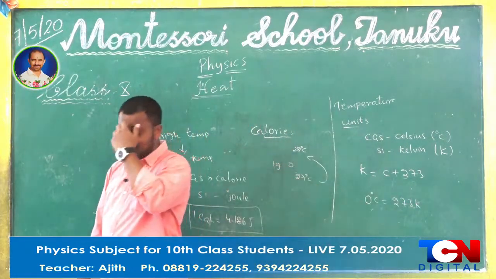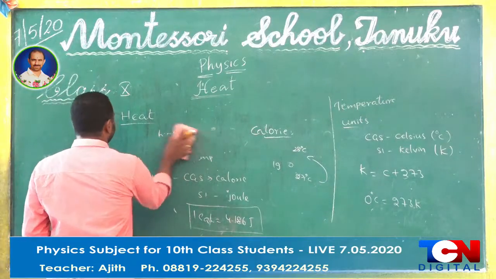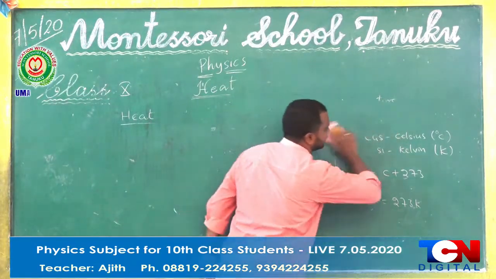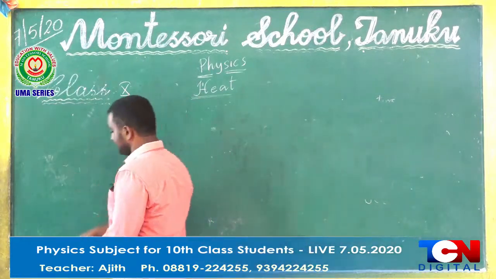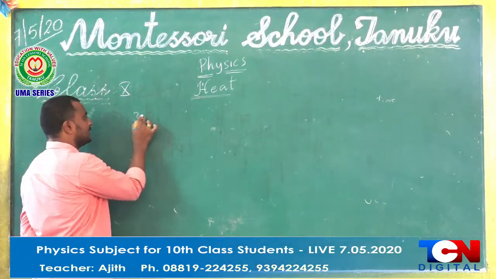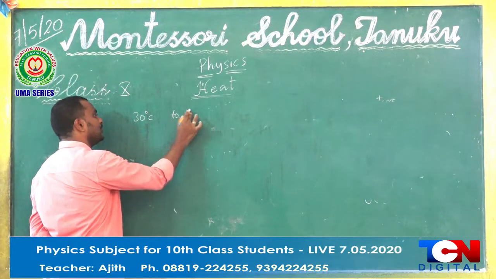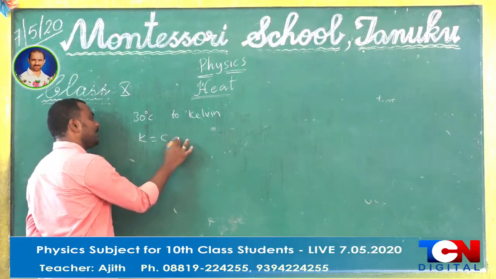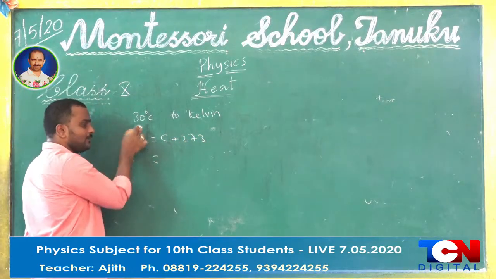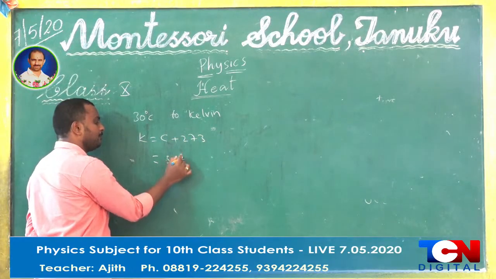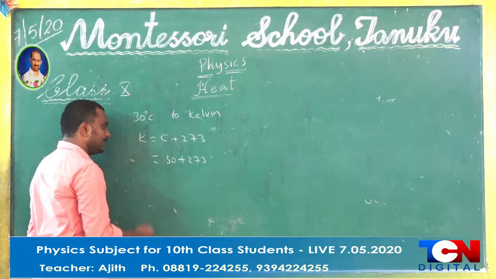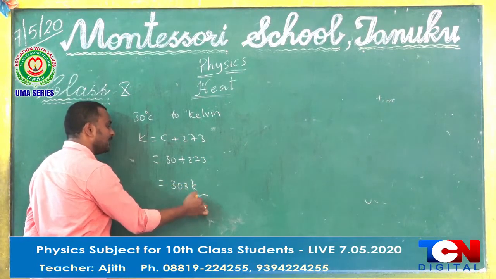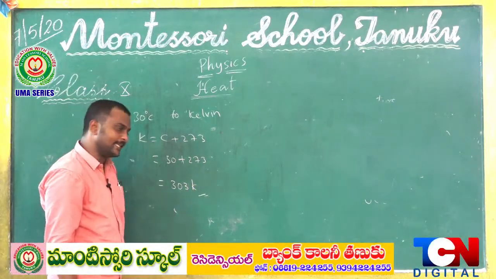Let us see two examples. Convert 30 degrees Celsius to Kelvin. K is equal to C plus 273. The C value is 30, plus 273. So the answer will be 303 Kelvin.